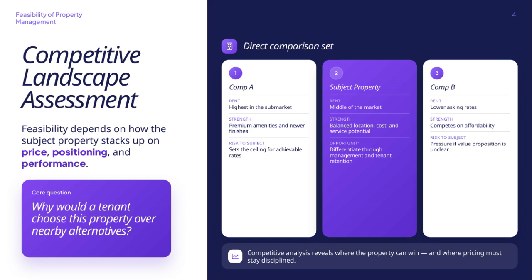Next is our subject property, which sits in the middle of the market. Its strengths include a balanced location and a solid mix of cost and service potential. Here lies a crucial opportunity. By focusing on excellent management and tenant retention, we can differentiate ourselves in a meaningful way. Finally, Comp B offers lower asking rents and competes primarily on affordability. While this poses a risk if our value proposition isn't clear, it also reminds us that pricing must remain disciplined to maintain competitiveness. This competitive analysis clearly outlines where our property can succeed and emphasizes the importance of strategic pricing and management to ensure feasibility in this market.